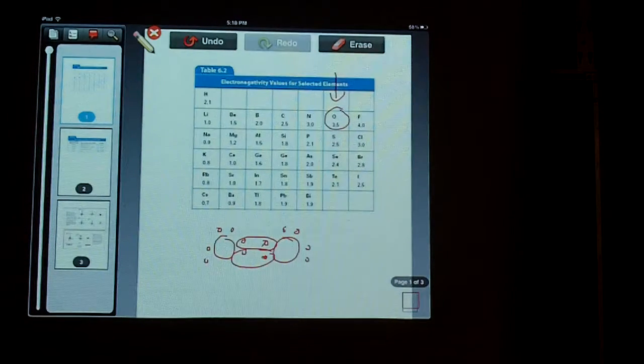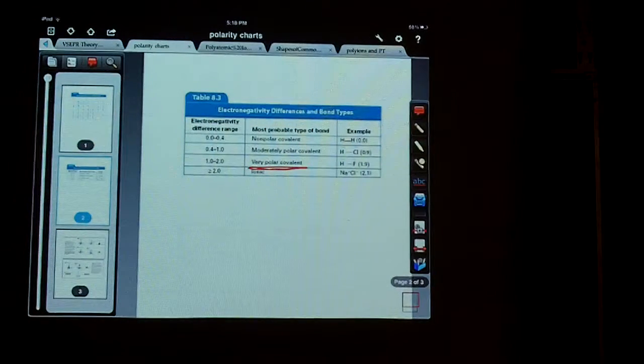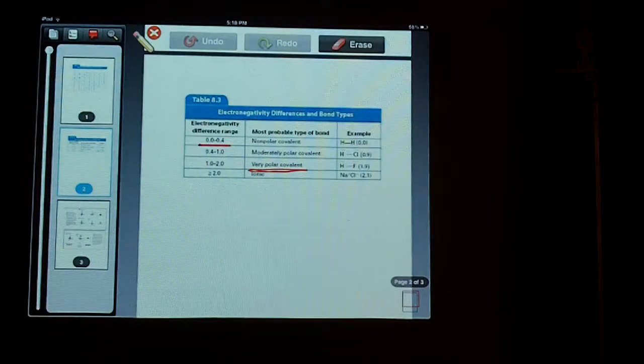Now we've got 2, 4, 6, 8 around that first oxygen. The second oxygen has 2, 4, 6, 8. So each oxygen is stable. Check out the difference. They both have a value of 3.5. That difference will be 0. If I check my chart, if I have a difference of 0 to 0.4, that means I have a nonpolar covalent.